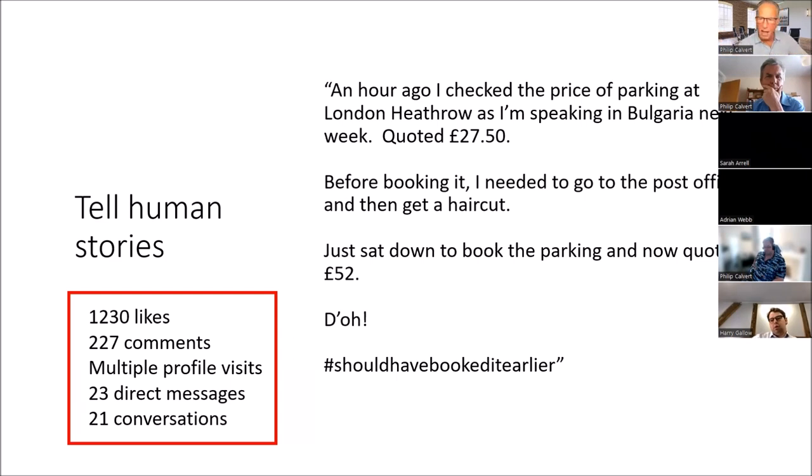That post got 1,200 likes, 227 comments, multiple profile visits, 23 direct messages, 21 conversations, and I ended up with 5 pieces of business. All those 227 comments all said the same thing. And we all know what those comments would have been. But simply by posting something where I'd copped up, to coin a phrase, I ended up with 5 pieces of business as a direct result.